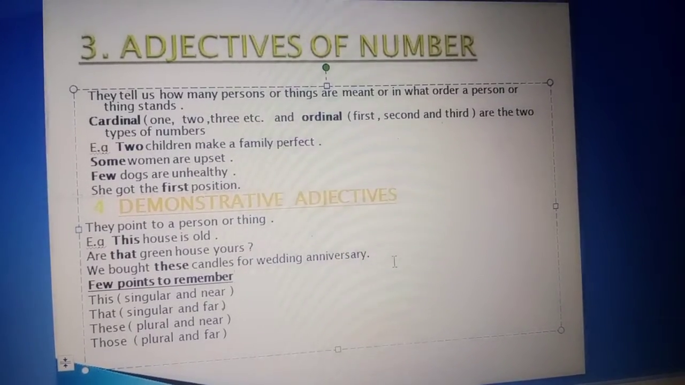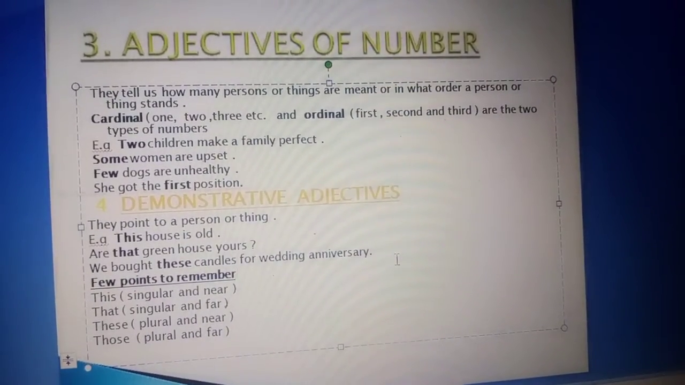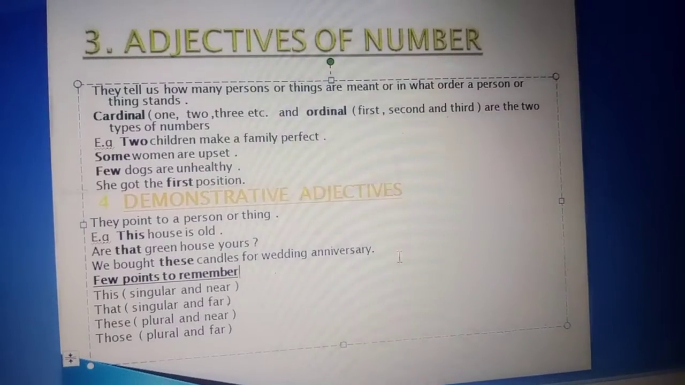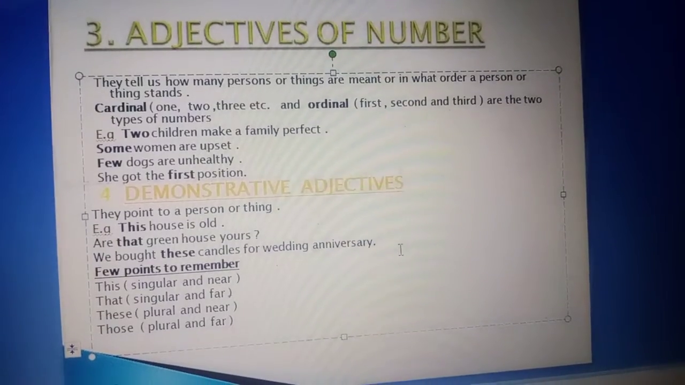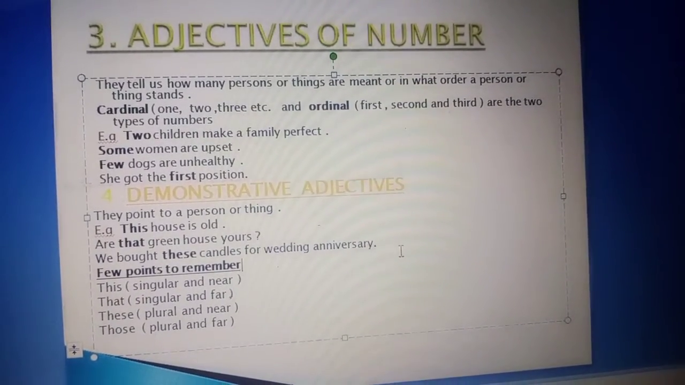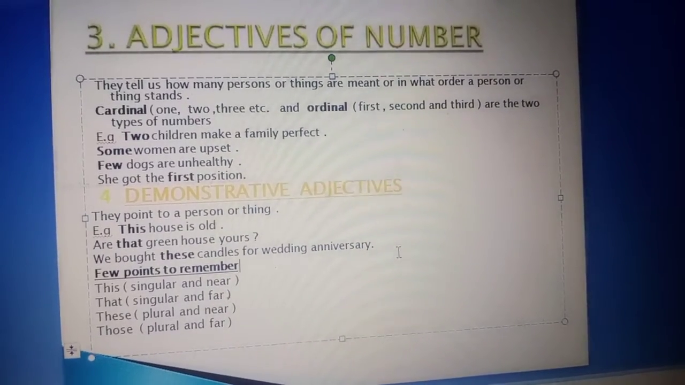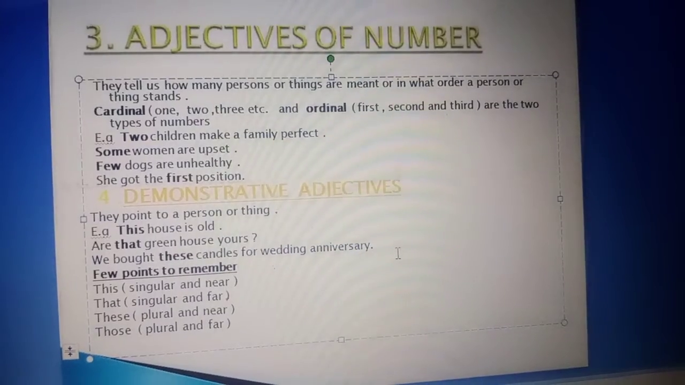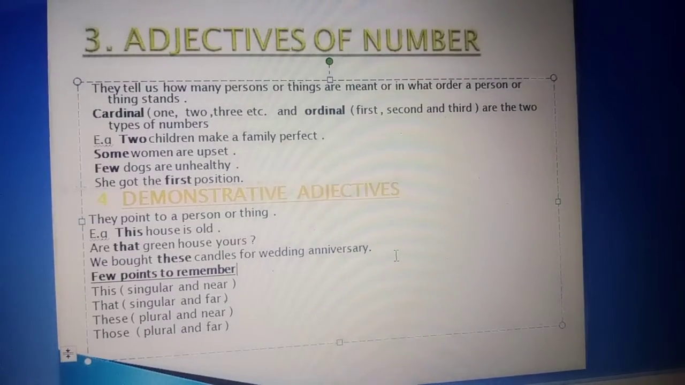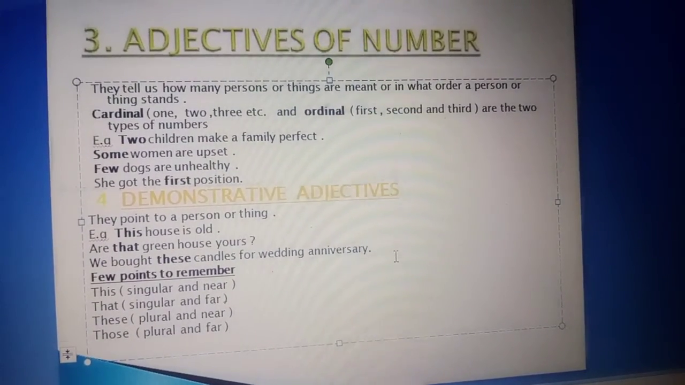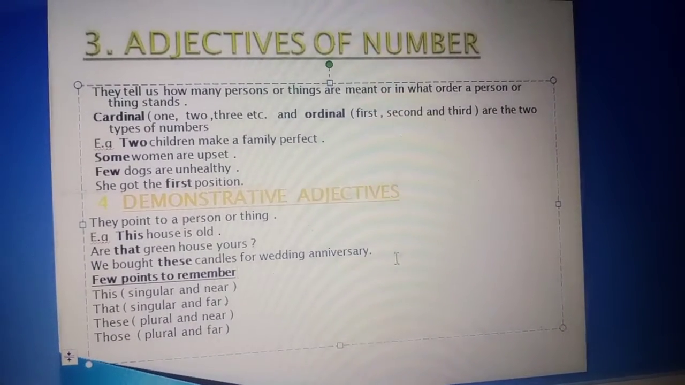Dear students, now another type, that is demonstrative adjectives. What are demonstrative adjectives? They point to a person or thing. For example, this house is old. I'm talking about a particular house pointing towards a house. So this here is an example of demonstrative adjective. Another one, are that greenhouse yours? So that is demonstrative adjective in this example. Third one, we bought these candles for wedding anniversary. So these is an example of demonstrative adjective in the third example.